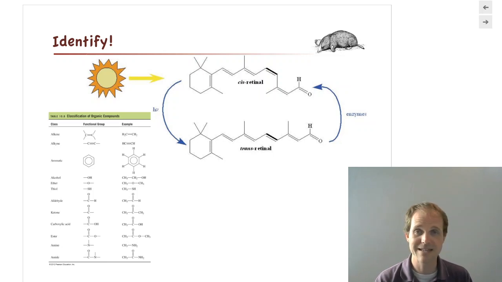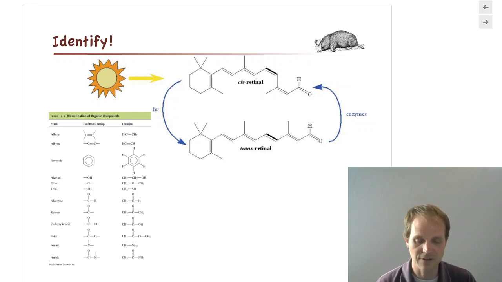But as soon as you put an enzyme in there in the back of your eyeball, the sole job is to take trans-retinal, put it back to cis-retinal so that it can receive another photon and you can see again. It happens in fractions of a second, about 1/50th or so of a second. Crazy fast. So really, really neat stuff.